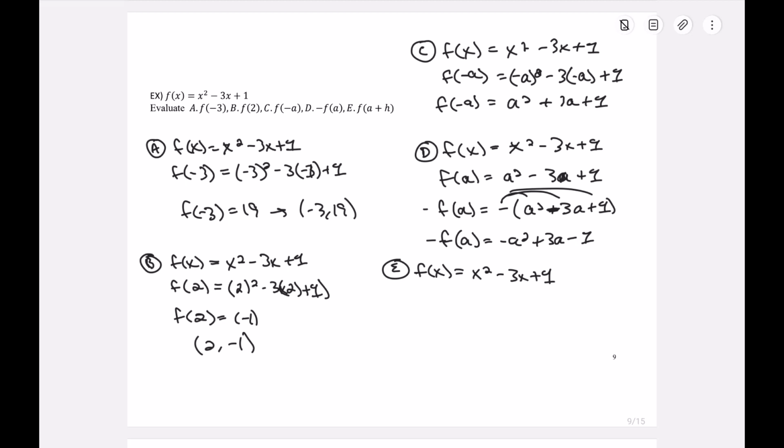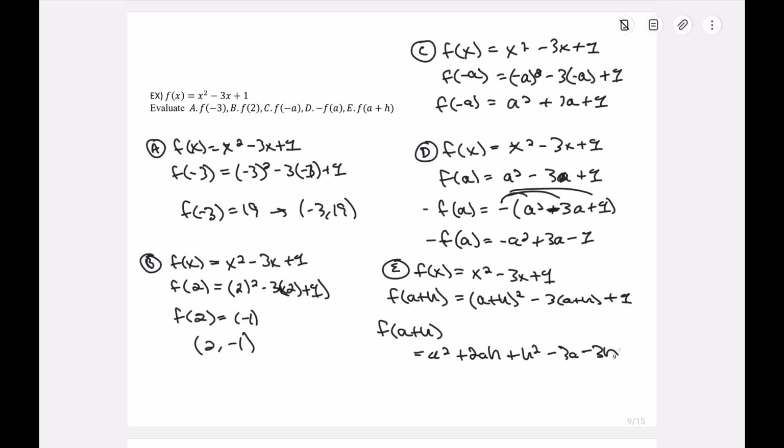So next we're given E is equal to f of a plus h. And so anywhere we see an x, we would plug in an a plus h. So we would get (a plus h) in parentheses squared minus 3(a plus h) plus 1. If we were to FOIL (a plus h) squared and distribute the 3 across (a plus h) and combine like terms, we would get that f of a plus h would equal a squared plus 2ah plus h squared minus 3a minus 3h plus 1.